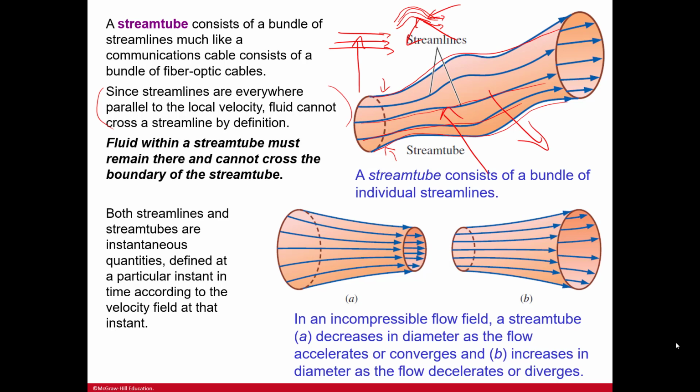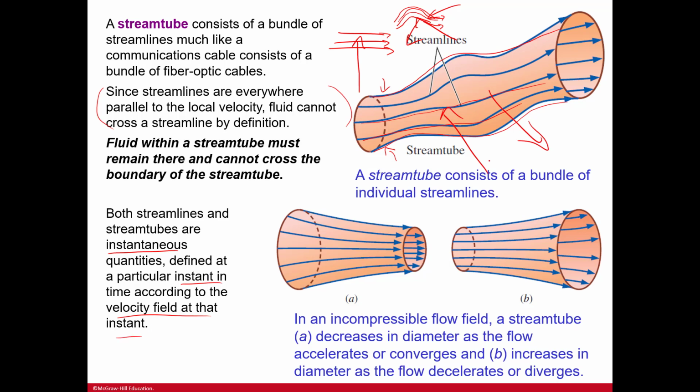And remember that streamlines and thus stream tubes are instantaneous quantities. They happen in an instant, right? Defined at a particular instant in time according to the velocity field at that instant.